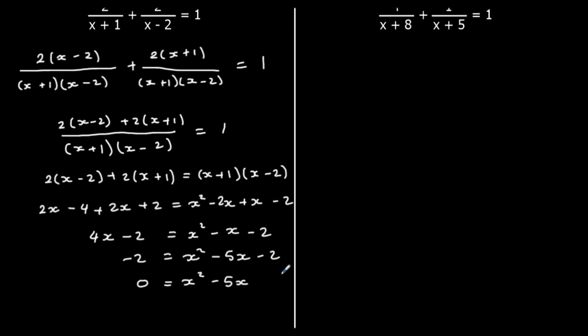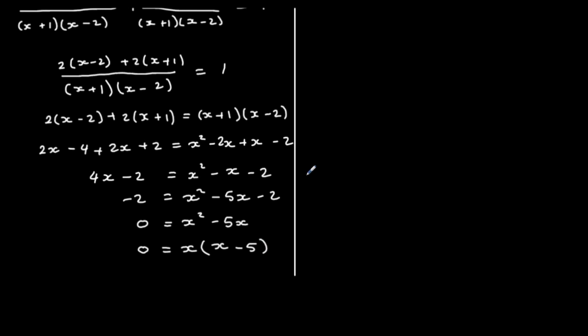So I'm going to solve this by factorizing, and that would be one bracket. X squared and 5x have both got x in them, so I can take x outside. Then x times x is x squared, and x times negative 5 is negative 5x. So what can x be? So either x is equal to 0, or x minus 5 is equal to 0, which makes x 5 or 0.